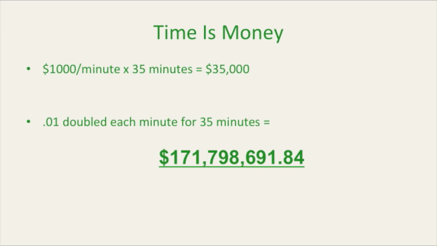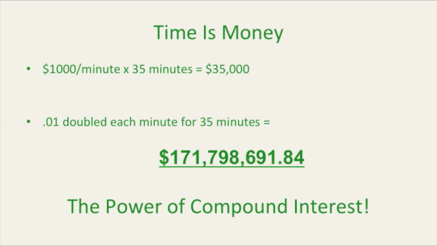Well, you get $171,798,691. And let's not forget the 84 cents. Okay? What does this mean? This is the power of compound interest.